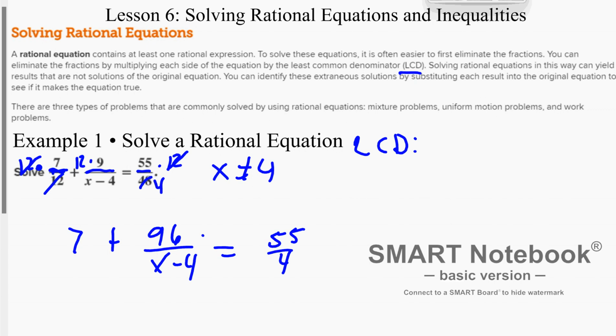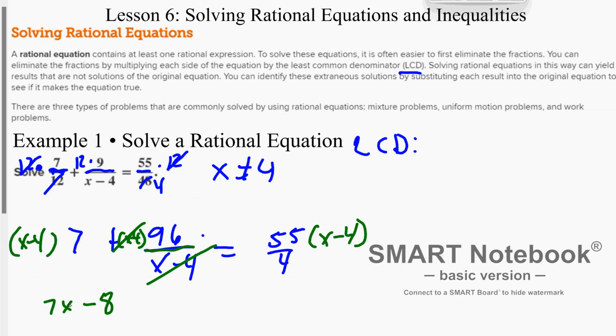So I still have a couple fractions, right? How do I get rid of dividing by x minus 4? Well, I multiply by x minus 4. That means I have to do it to this one, and I have to do it to this one. Okay, now that fraction's gone, so that's nice. So then I just have 7x minus 28, and then I have plus 96. That's nice, so no fractions on both of those.